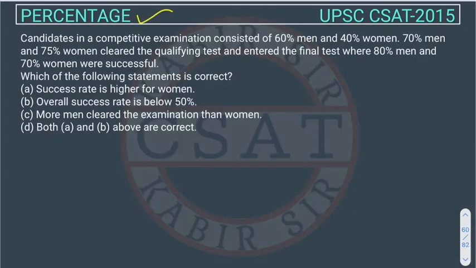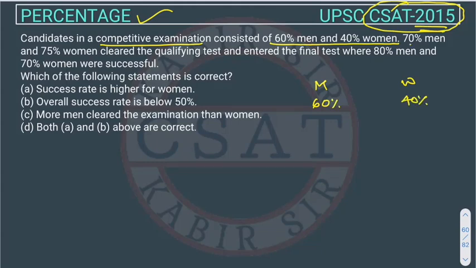So this is a percentage question asked in the UPSC CSAT exam 2015, right? The question is: the candidates in a competitive examination, like UPSC, consisted of 60% men and 40% women, right? So how many percent men are there? 60%, and women are 40%. 70% men and 75% women cleared the qualifying test.